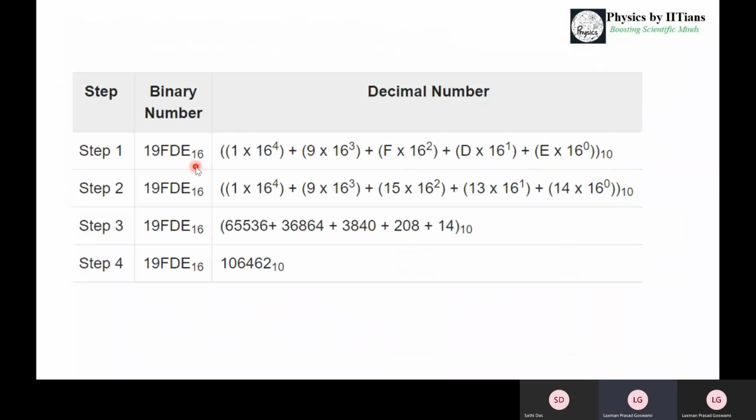So what we will do, we will again repeat the same procedure. We will multiply 16 to the power of something, like E into 16 to the power 0 plus D into 16 to the power 1 plus F into 16 to the power 2 plus 9 into 16 to the power 3 plus 1 into 16 to the power 4. Again, as we know, E in decimal numbers is equivalent to 14, D is equivalent to 13, and F is equivalent to 15. So we can replace F, D, and E by their equivalent decimal numbers. Now we can simplify this expression. We will have 106462 as the decimal equivalent of 19FDE in the hexadecimal number system.